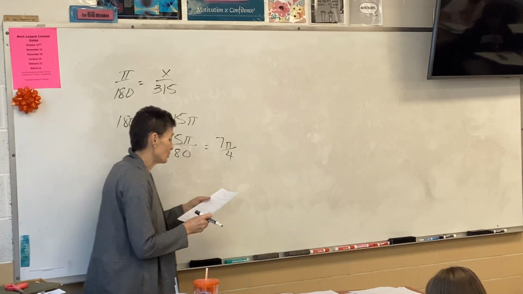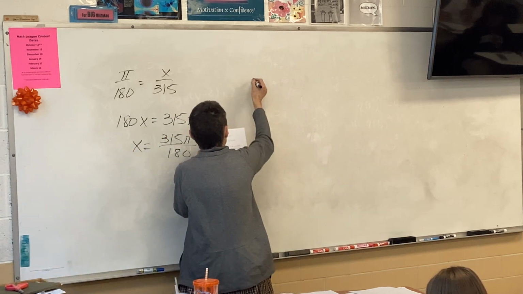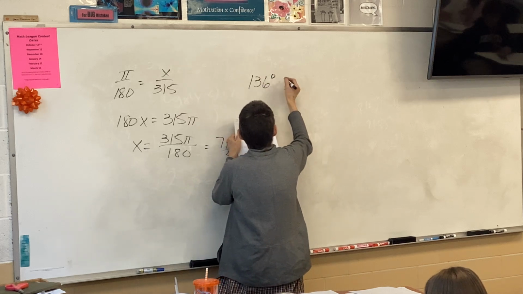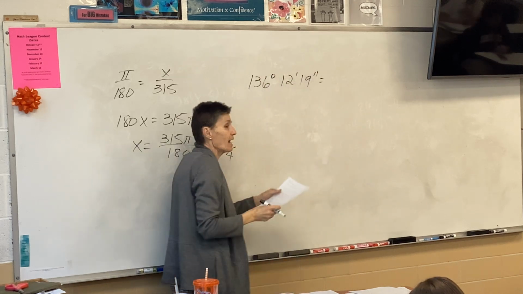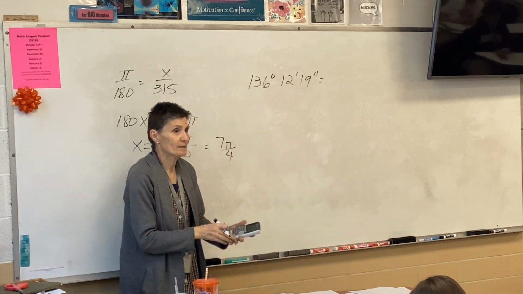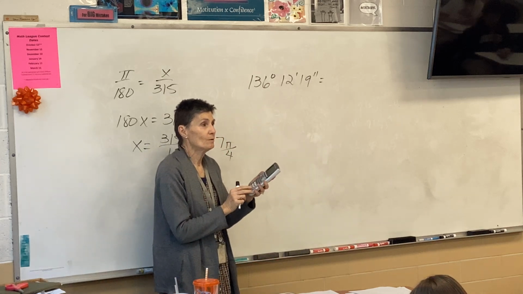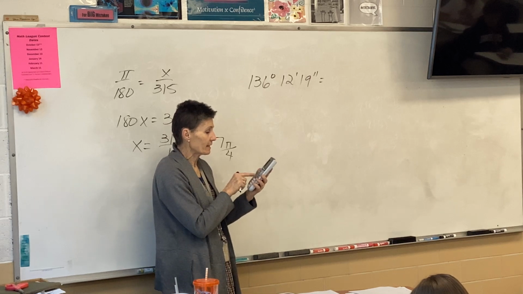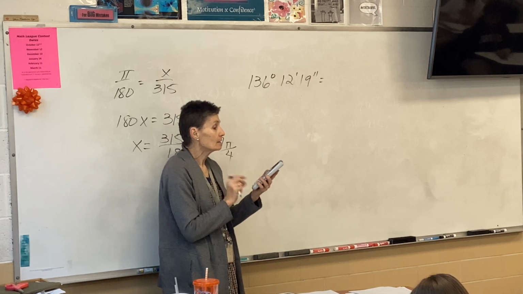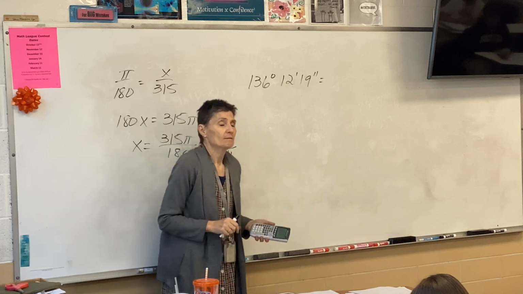All right, number 2, you need your big calculator for this one. 136 degrees, 12 minutes, 19 seconds is how many decimal degrees? So you remember what to do? 136 second angle degrees.